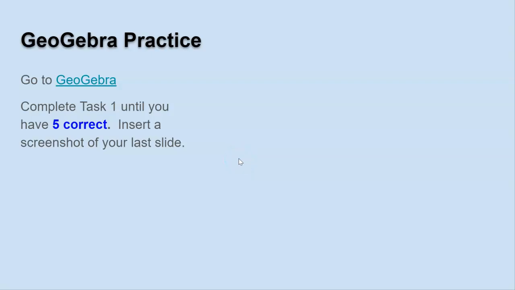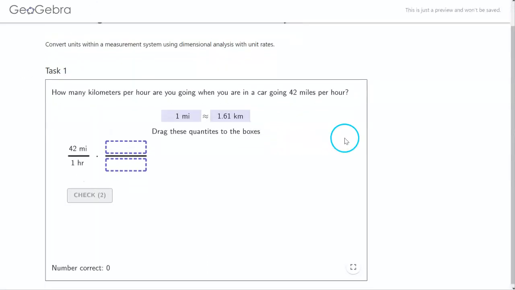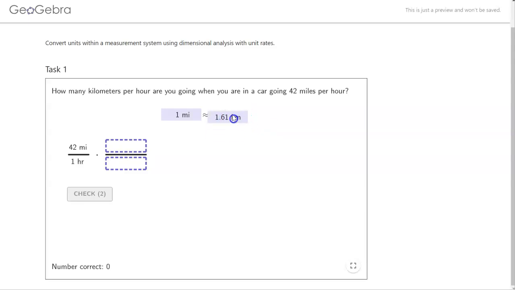Now the GeoGebra practice, I have it for last, but you could do this before heading back over to your Desmos activity if you think they need it. What they're going to do here is click on the link, and it's going to take them to task 1, and they're going to drag these 2 purple rectangles into these 2 spaces. Now the goal here, it says how many kilometers. So I want to end up with kilometers. I do not want miles. I want to know how many kilometers. So the final result should end up with kilometers.